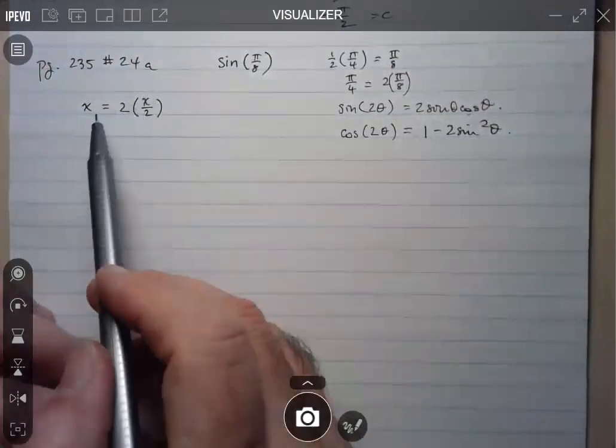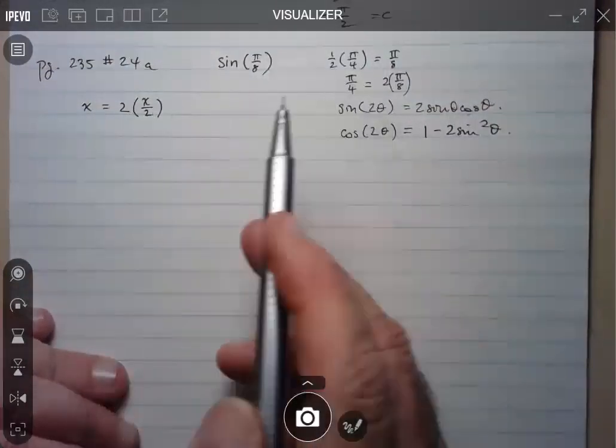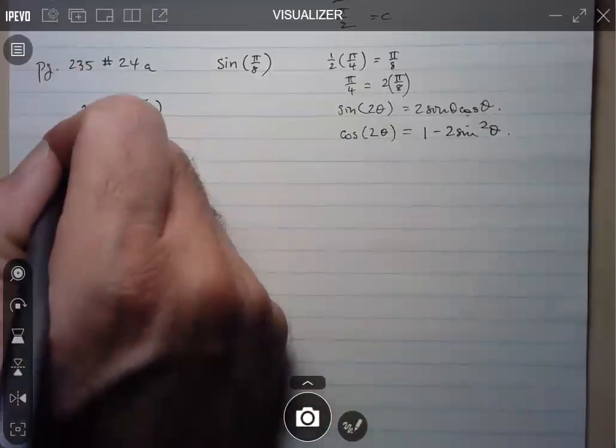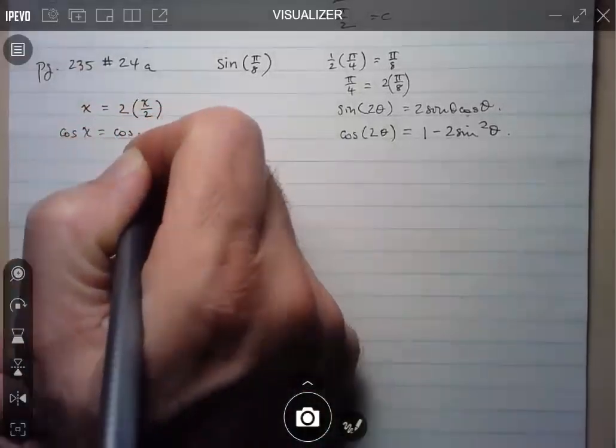So, like I said, I didn't come up with this out of nowhere. I'm using the inspiration that we had when we were looking for pi over 8. But now what I'm going to do is I'm going to take cosine of both sides.